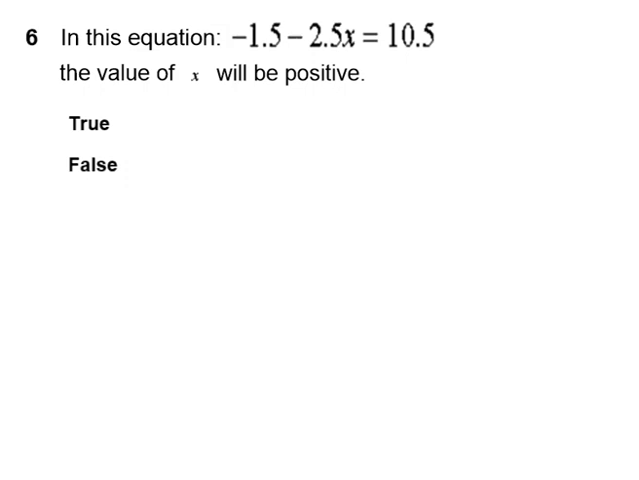And finally, your last question says, in the equation, negative 1.5 minus 2.5x is equal to 10.5, the value of x will be positive. Is that a true or false statement? That when you isolate the variable, x is a positive number. True or false? Okay, good luck to everybody.